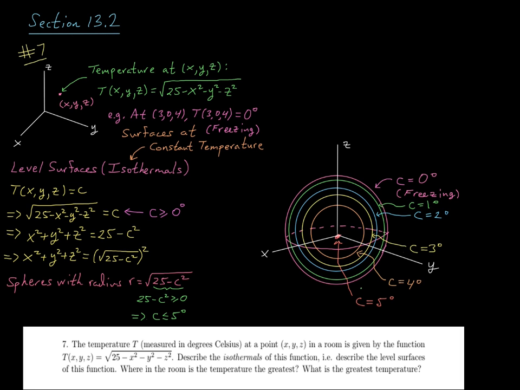And in particular, right, when c is equal to 5 degrees, which we noted would be the maximum possible temperature, that's going to happen just right here at the origin, just at a single point, right? If I plug 5 in for c, I'm going to get 0 for the radius. So it's a sphere of radius 0, or equivalently, it's just a single point there. Okay, cool. So these then are our level surfaces, our isotherms.